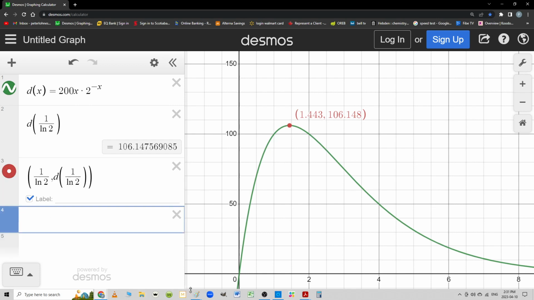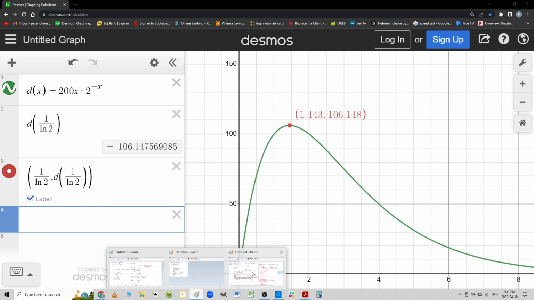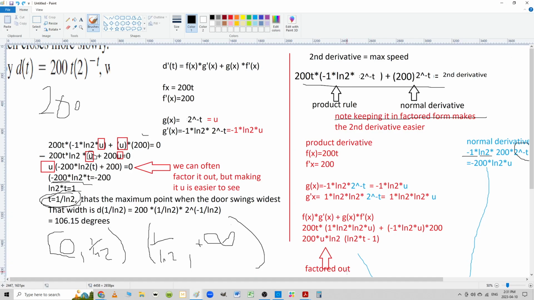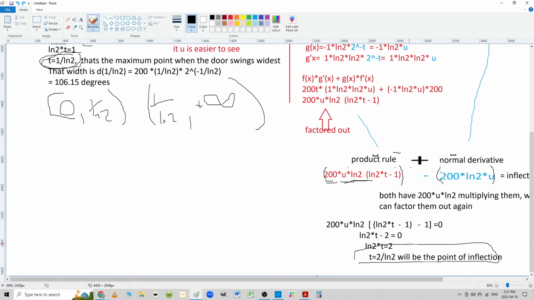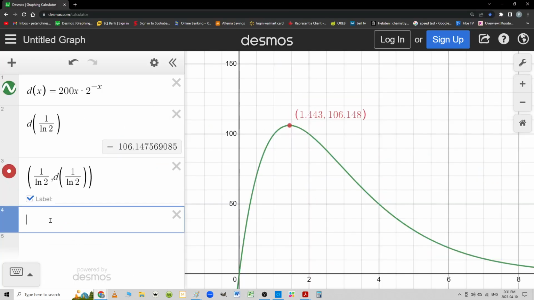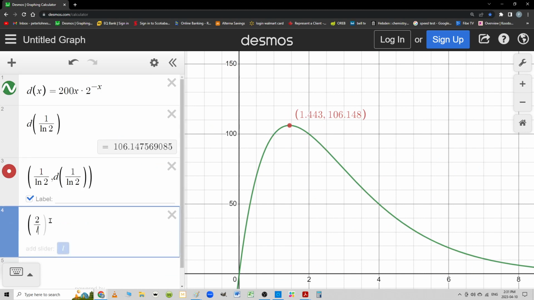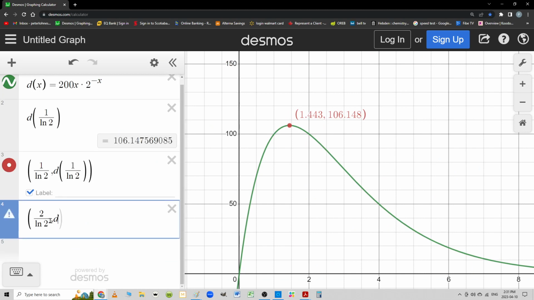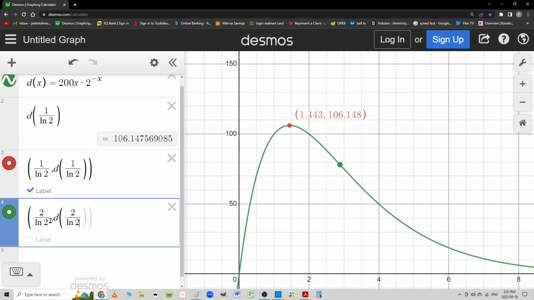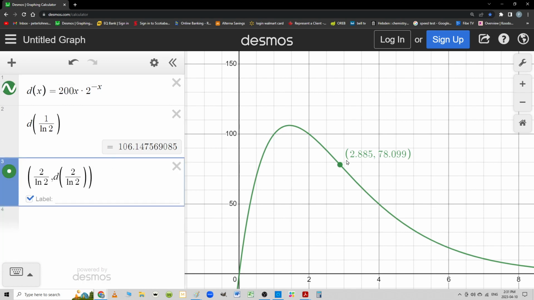Now, according to me, our second derivative, which will be the inflection point when the door is swinging fastest, is 2 over ln 2. So we're going to let Desmos draw it for us. 2 over ln 2, comma, d of 2 over ln 2, and we're going to have it drawn. Now, it doesn't quite look like that's an inflection point, does it? I'm going to get rid of my max point for now, and that should be the point when it's moving the fastest.